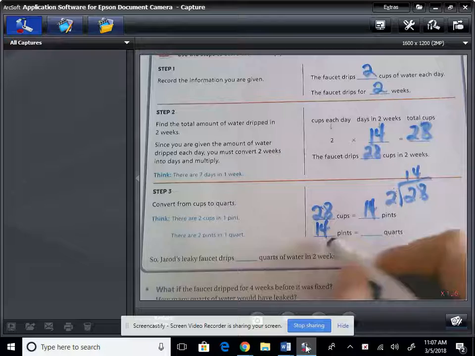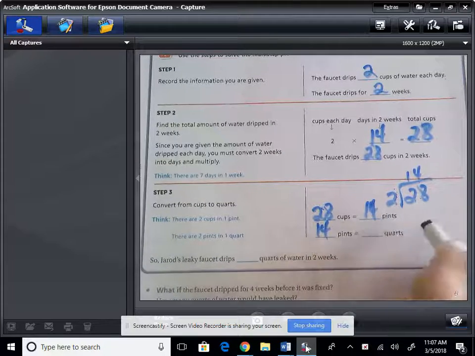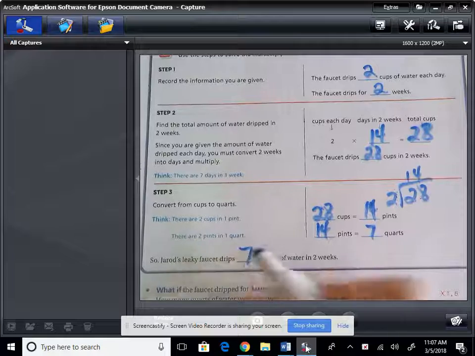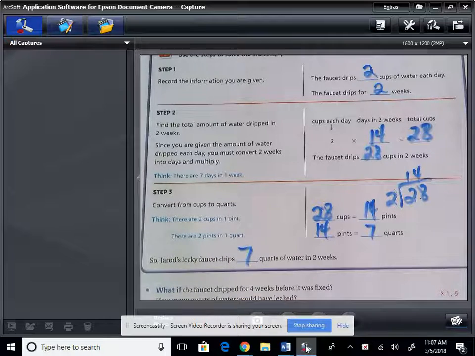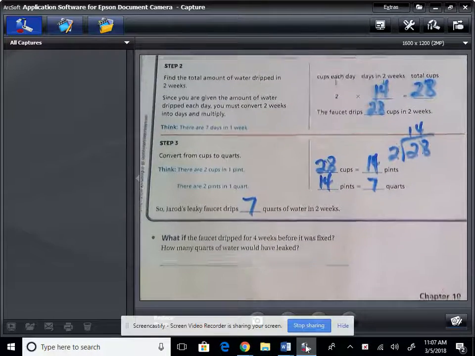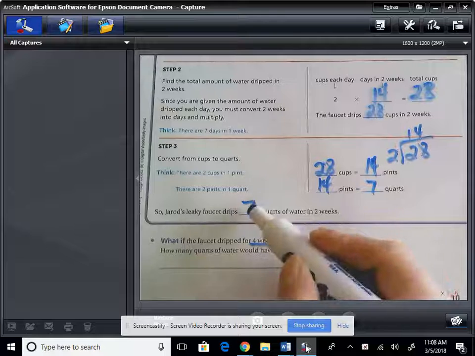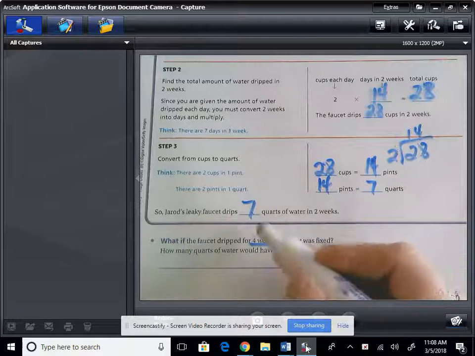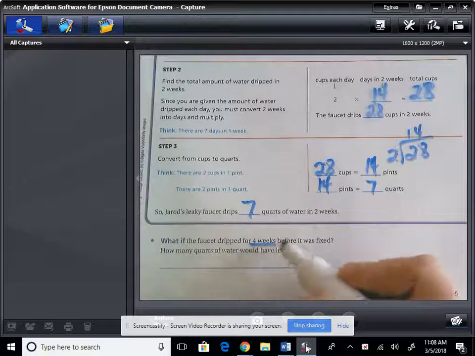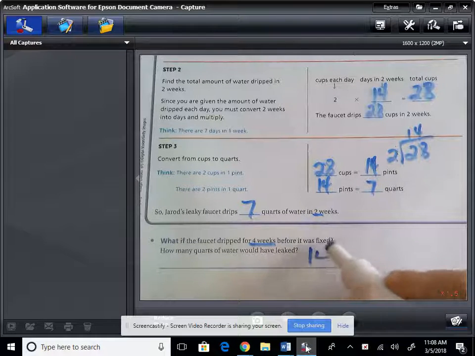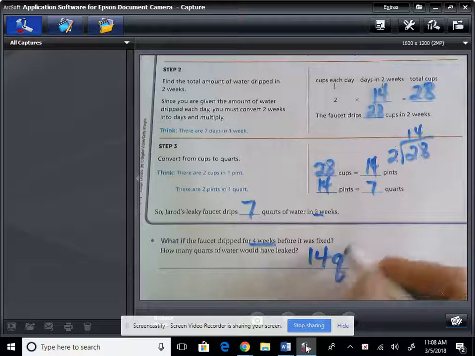And how many pints are in a quart? 2. So I've got to divide that by 2. I can do that in my head. It is 7. So I have 7 quarts. Okay, they have a big question here of what if I could refigure all this if it was 4 weeks. But I know if it's 7 quarts in 2 weeks, I just have to double that, because 2 weeks to 4 weeks is doubling. So it'd be 14 quarts.